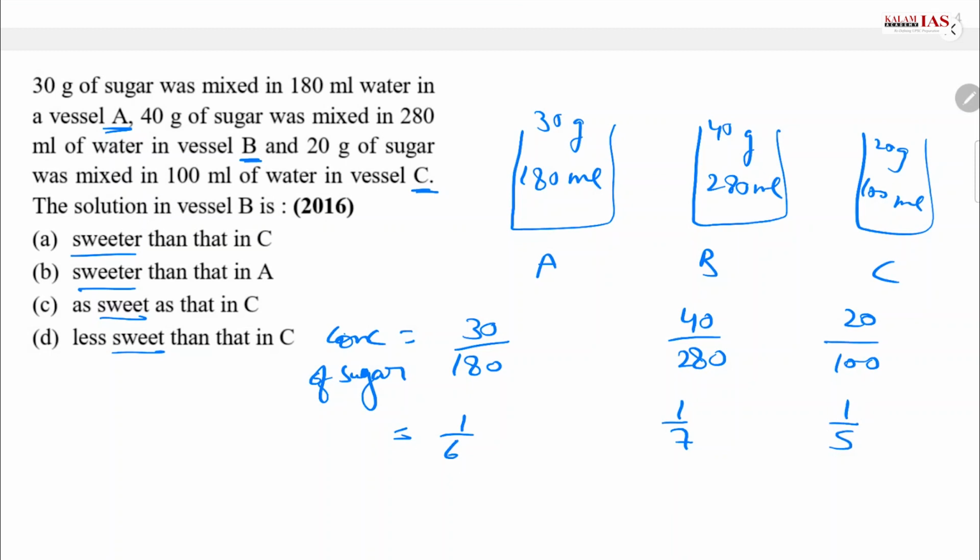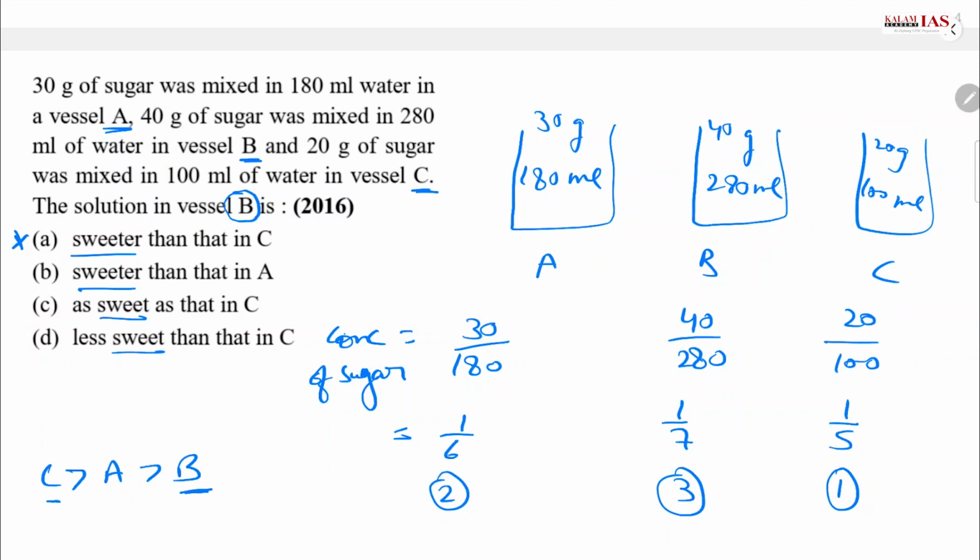So as we can see, C is the most sweet, then A is the lesser, and third is the least sweet. The order will be C, A, and B. Now coming to the options, the solution in vessel B, we have to compare vessel B with C and A. It is saying B is sweeter than that in C, but we can see C is the most sweet. So option A is wrong.